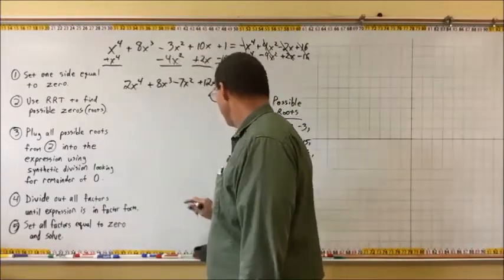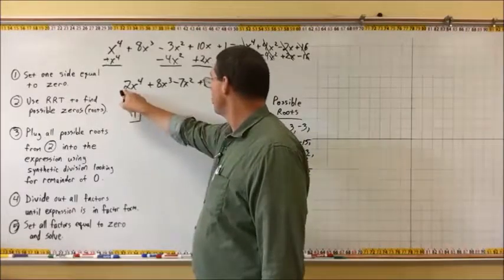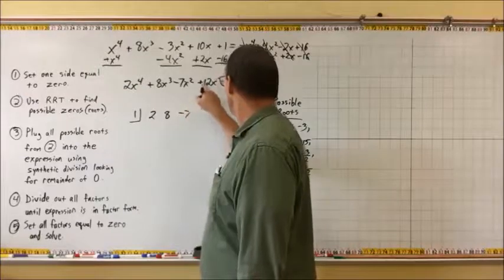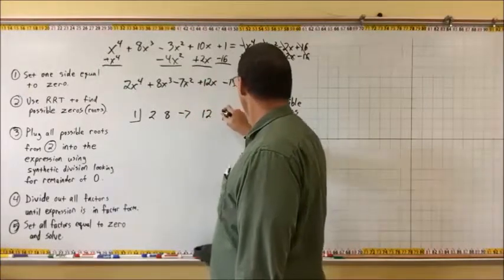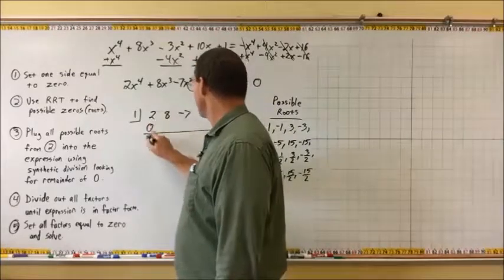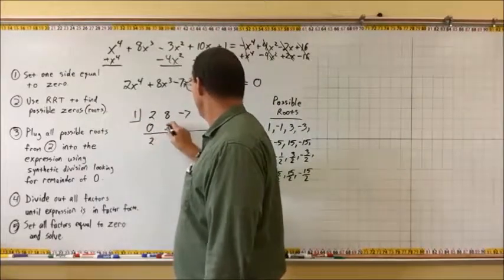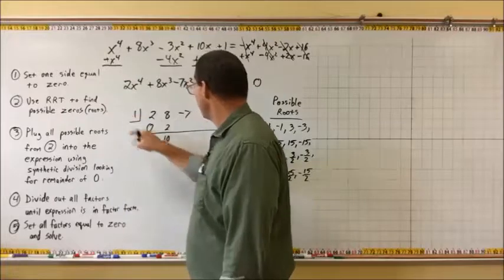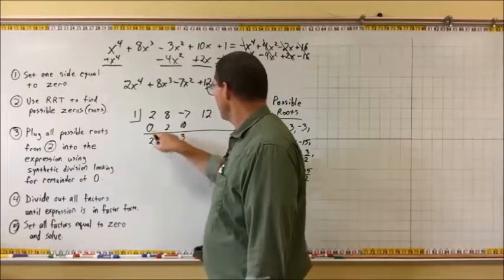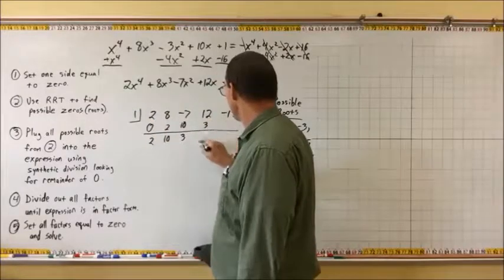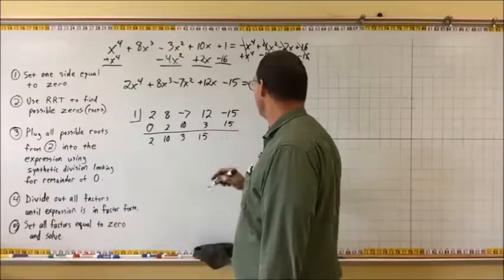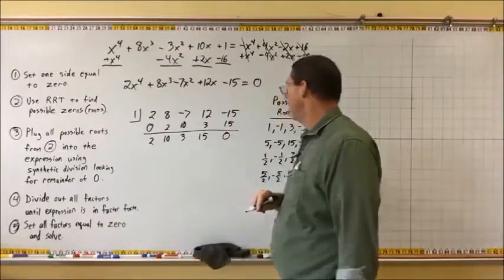Okay? So, I'm going to plug a 1 in. And I've got 2, 8, negative 7, 12, and negative 15. Synthetic division. Put a 0 here. 2 plus 0 is 2, times 1 is 2, plus 8 is 10. 10 times 1 is 10, minus 7 is 3. 3 times 1 is 3. 3 plus 12 is 15. 15 times 1 is 15, and negative 15 plus 15 is 0.